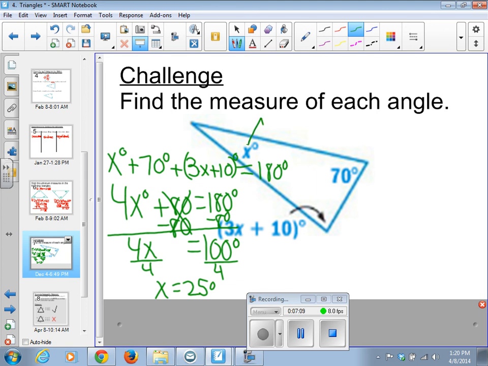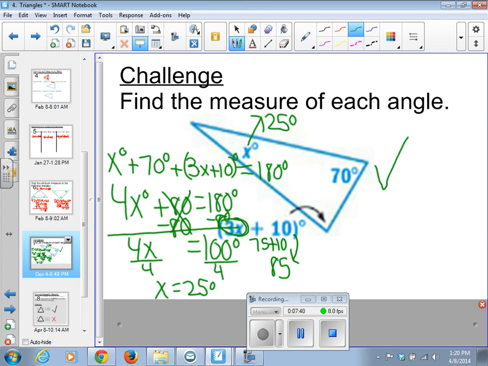So, right here, x, as we said, is 25 degrees. If we plug x in here, 3 times 25 is 75. 75 plus 10 is 85 degrees for this angle. And now we just add them all together. 85 plus 25 is 110. 110 plus 70 is 180. It checks out.